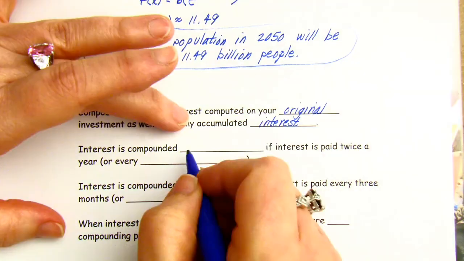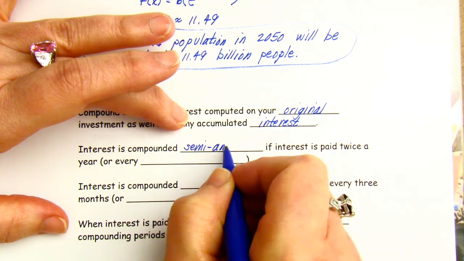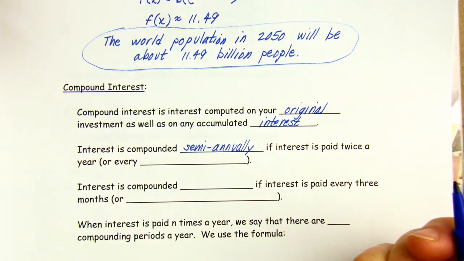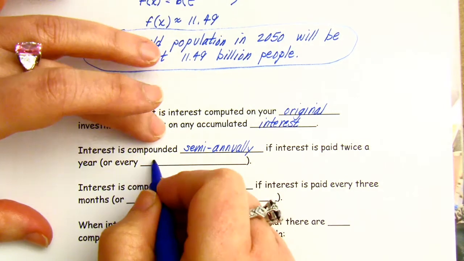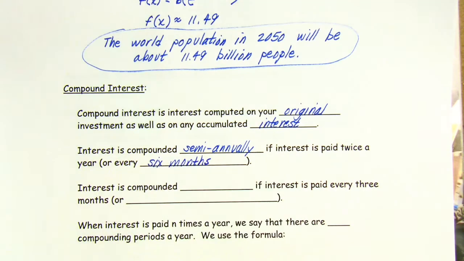Interest is compounded semi-annually if it's paid twice a year or every 6 months. Okay, so this goes based by the year to figure out how many compounding periods there are. So if you are told the interest is compounded every 6 months, you would know that would mean twice a year or semi-annually.